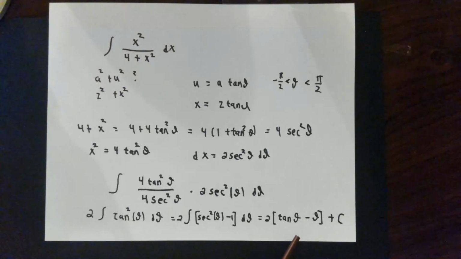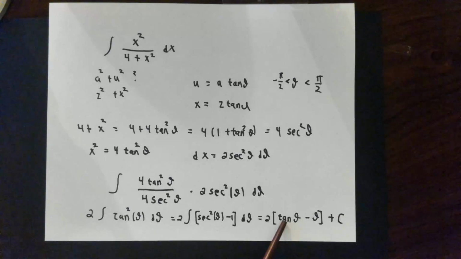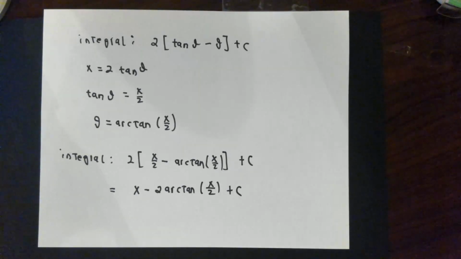The relationship between x and theta is that x is 2 times tangent theta. Therefore, tangent theta must be x divided by 2. So this quantity is x divided by 2. We'll get the other one in a very simple way. Putting in the indicated result, the integral is x minus 2 times the arctan of x over 2 plus a constant.